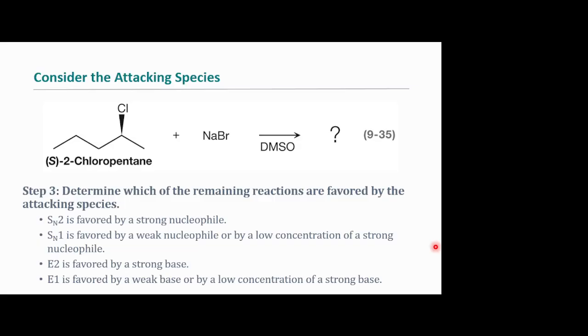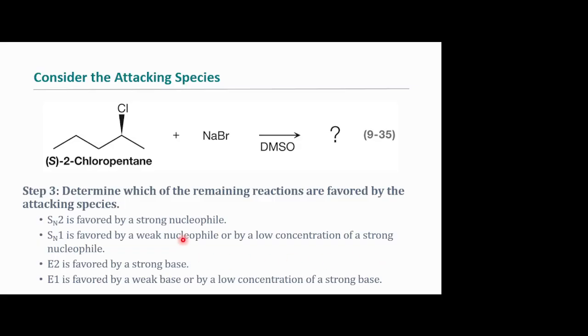All right. Now, step 3, determine which of the remaining reactions are going to be favored by your attacking species. SN2 is going to be favored by a strong nucleophile. SN1 is going to be favored by a weak nucleophile. You can also have a low concentration of a strong nucleophile, right? Which is typically called dilute, DIL, right? E2 is going to be favored by a strong base. E1 is going to be favored by a weak base or by a low concentration of a strong base.